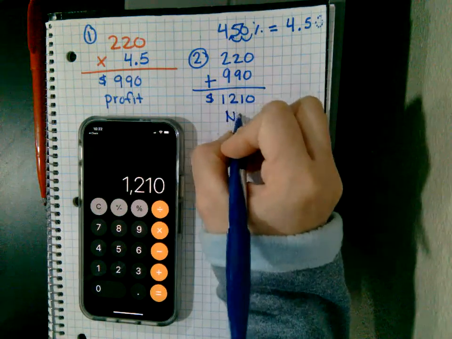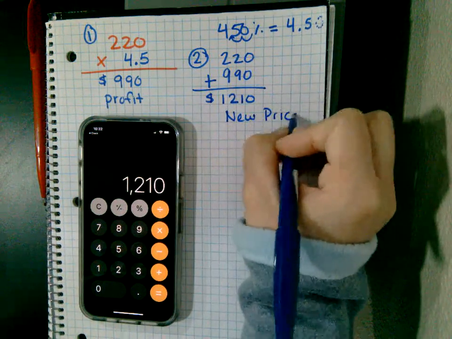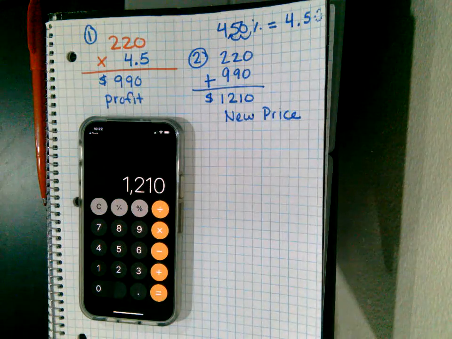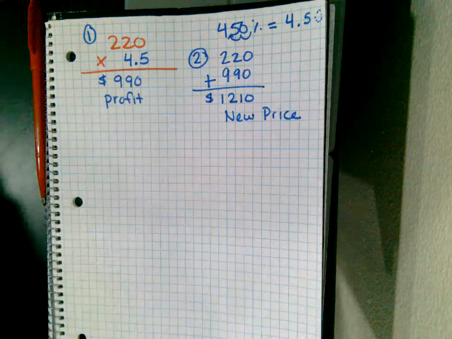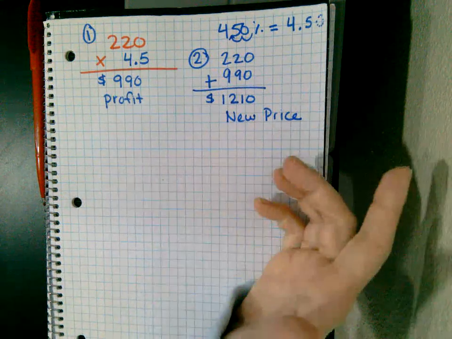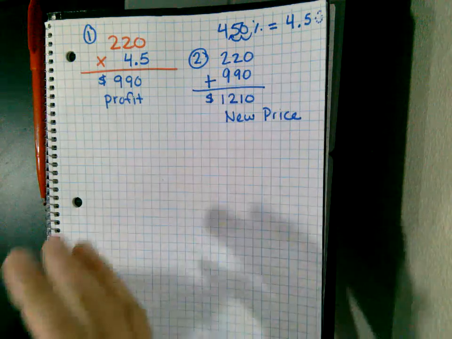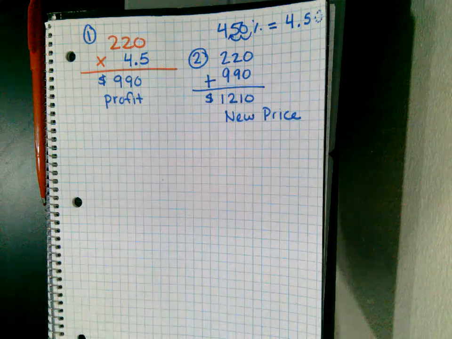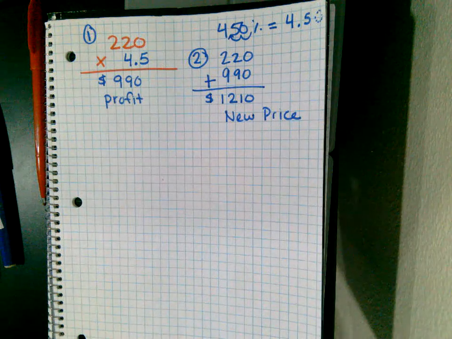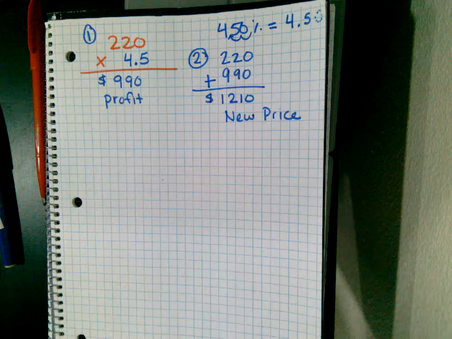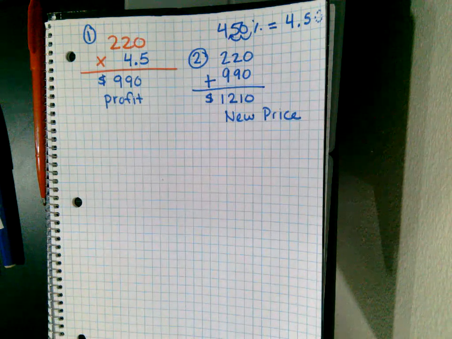$1,210 is the new price, the selling price, the price that the customer sees. You know, and I know that iPhones, depending on the size of it, will cost you over $1,000. So this could be a really legitimate, real problem. I just don't know exactly how much an iPhone costs to make. I don't think I'm far off from it, actually. But yeah. All right.